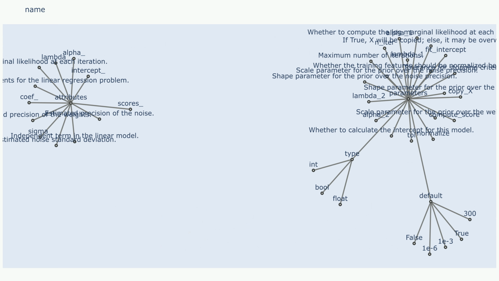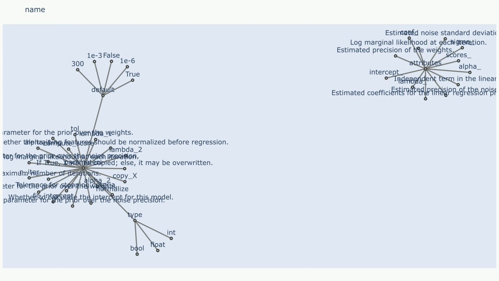Likelihood function. The likelihood function describes the probability of observing the training data given the model parameters. Posterior distribution. By combining the prior distribution with the likelihood function, BER calculates the posterior distribution of the parameters. This posterior distribution reflects the updated belief about the parameters after considering the data.